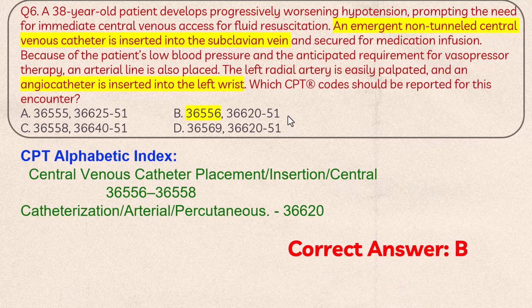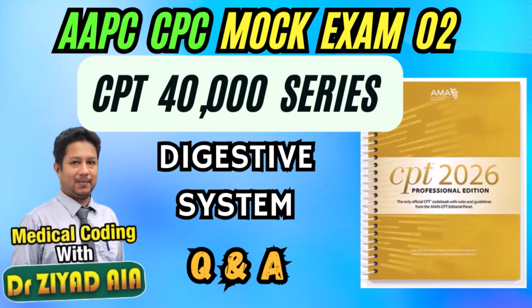So this is the end of the 30,000 series questions. Mock exam 2. CPT 40,000 series questions including digestive system. There are 6 questions. Question number 1.